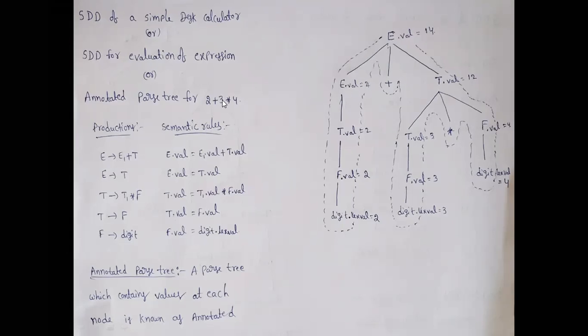And here in the previous example, we are having 2 star 3 plus 4. So in this example, 2 plus 3 star 4. So here we are having plus. Then we are converting this T based on the expression we are constructing the parse tree.